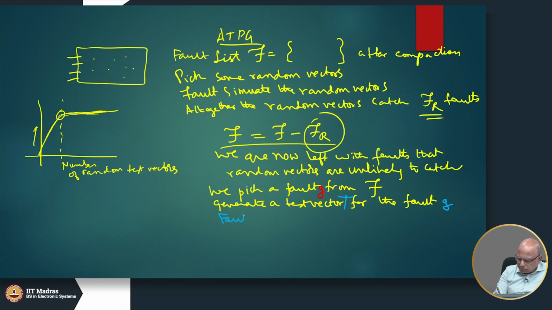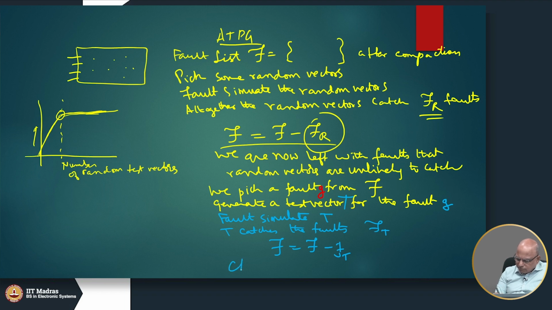Then fault simulate T, and let us say T catches some faults, let us say Ft. It may catch many faults. Now go and say F equal to F minus Ft, because now we have already caught these faults. So, we started with maybe a million faults, random vectors may eliminate half of them. Now, we are looking at one at a time. Each of these faults will tend to eliminate several faults. We need to repeat this.